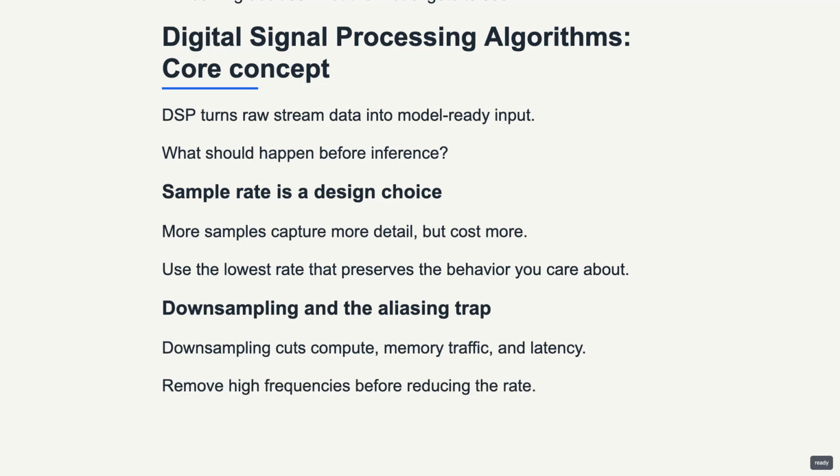Aliasing happens when high-frequency content is still present and the data rate drops too far. The safe pattern is to filter out frequencies the lower rate signal cannot represent, then downsample so the model does not see a fake pattern that never existed.